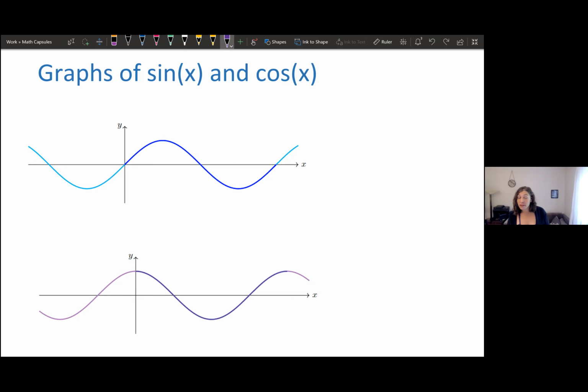This one is about the graphs of sine and cosine. So you have two graphs in front of you. And first of all, what do you even need to know about the graphs of sine and cosine? Well, basically for each of these two graphs, there are 4 questions I want to answer.